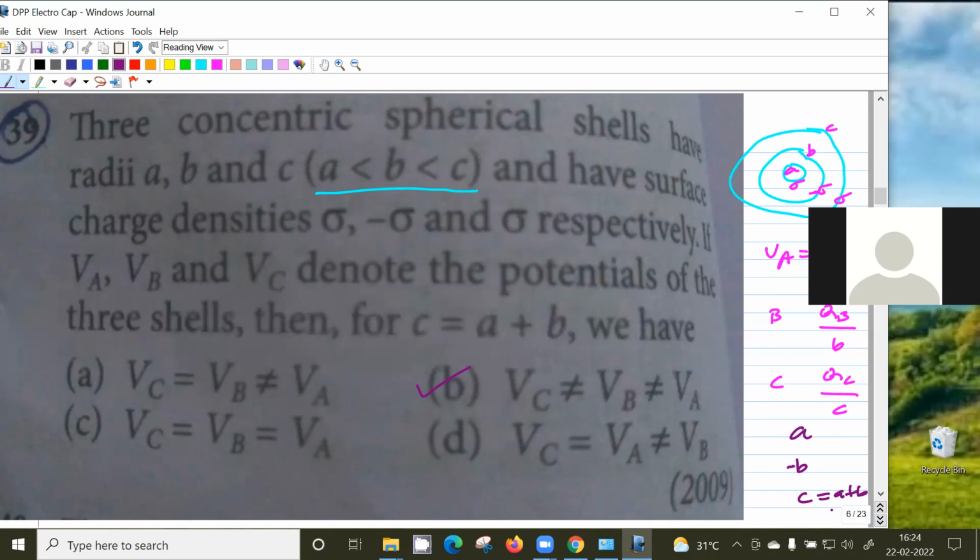Then simply it is B minus VB. The potential, yeah, A also experiences potential due to B shell and C shell also, no, sir? Oh yeah, it is just uniform potential of K2 by capital L inside the shell.